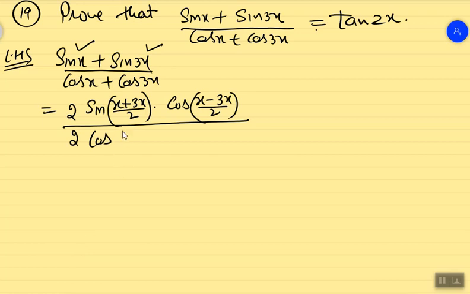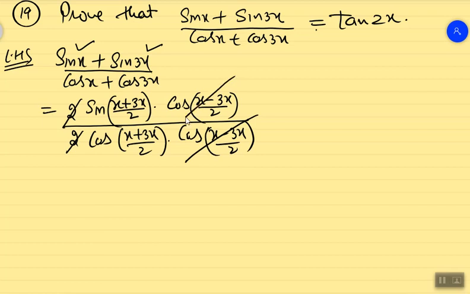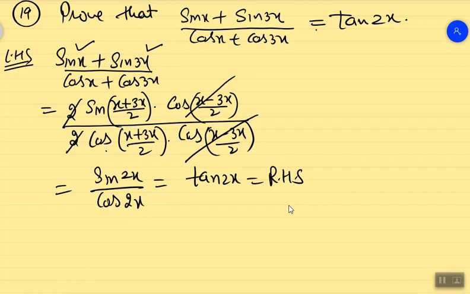So cos (x plus 3x)/2 into cos (x minus 3x)/2. The 2 cancels out, and this term also cancels out. So the answer is sine over cos, sin 2x over cos 2x. Sine over cos is tan 2x, equal to the right hand side. Hence proved. These are very easy questions we have done.